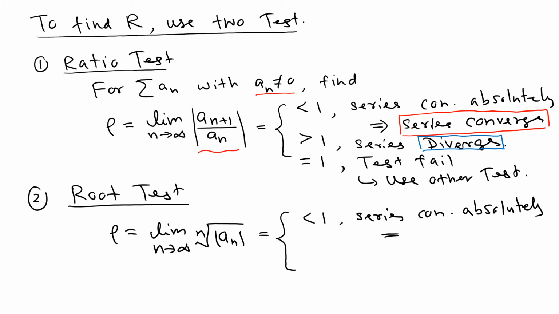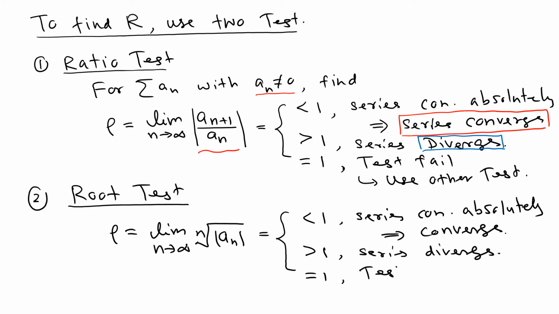In other words, the series converges. Greater than 1, the series diverges. And if it is equal to 1, again the test fails. So in this case, as before, use another test.